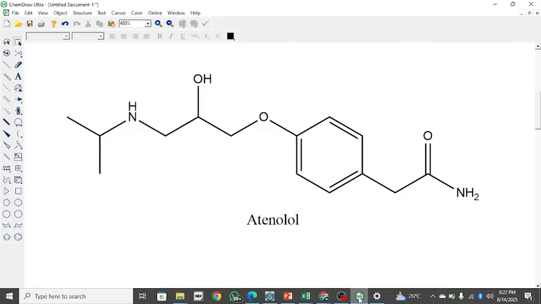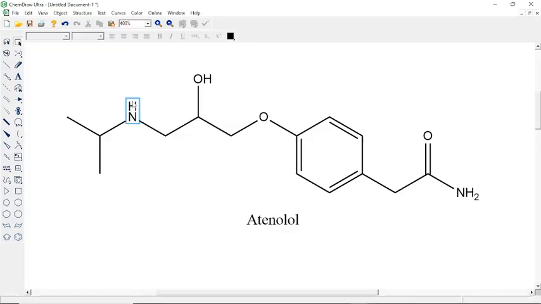So, can we classify how many is here? Atenolol. We have 1, 2, 3, 4. So I'm seeing 4. So atenolol has 4 binding sites. 1 here, 2 here, 3.